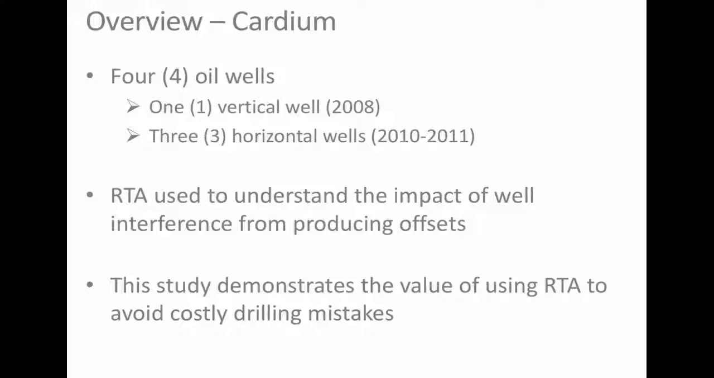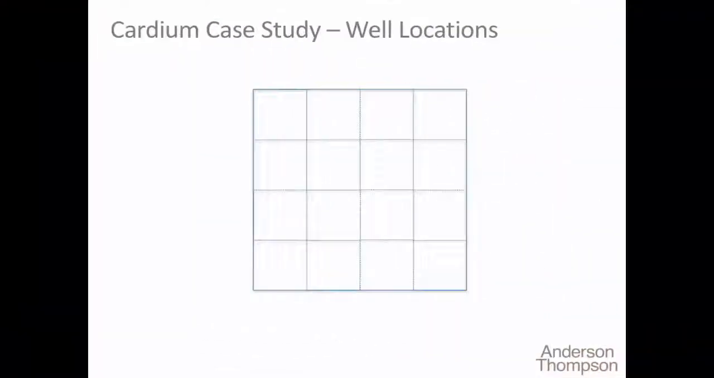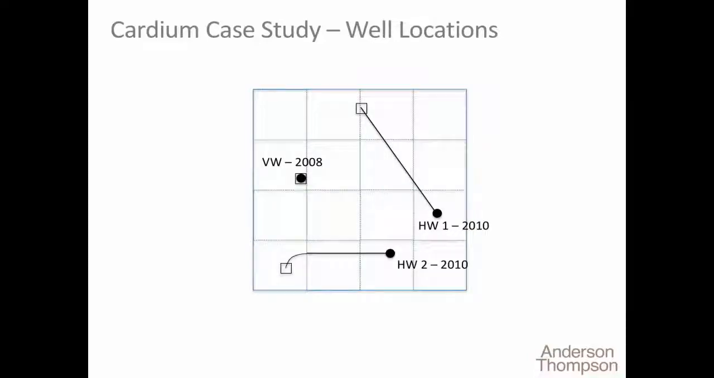RTA was used to understand the impact of well interference from the producing offsets prior to drilling the well in 2011. The study is going to demonstrate the value of using RTA to avoid costly mistakes. So here's the case study. There's your vertical well. There's your first horizontal well. There's your second in 2010. And the operator drilled a well right smack dab in the middle.